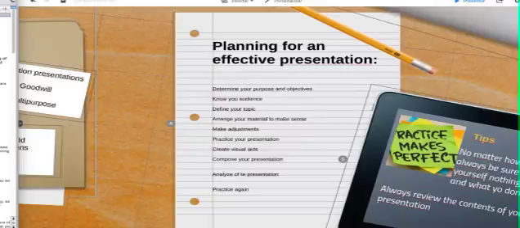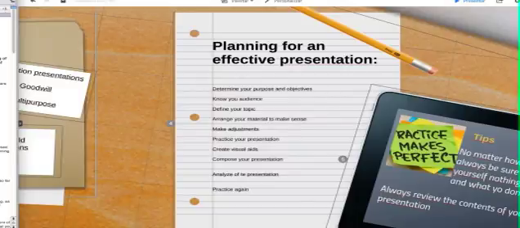Number four, organize your material to make sense. Organize your topic into a logical structure, building on previous points. And number five, make adjustments. You must take into account everything we have discussed so far when composing your presentation.